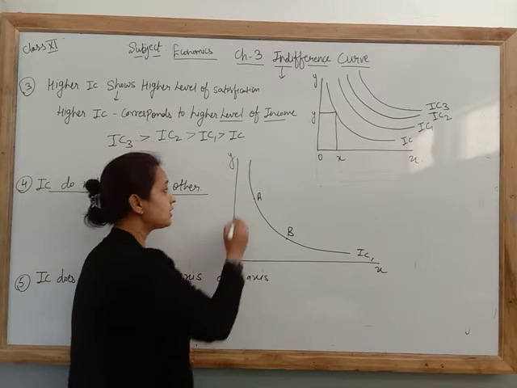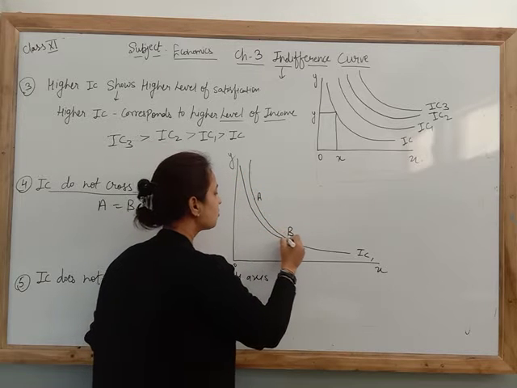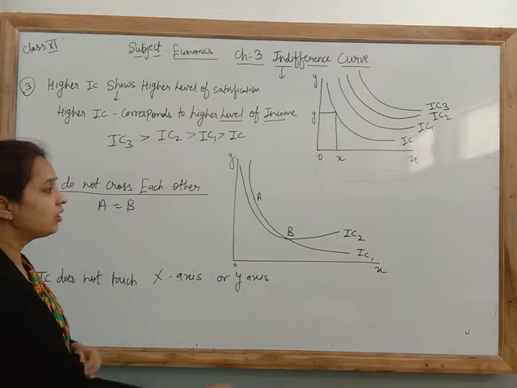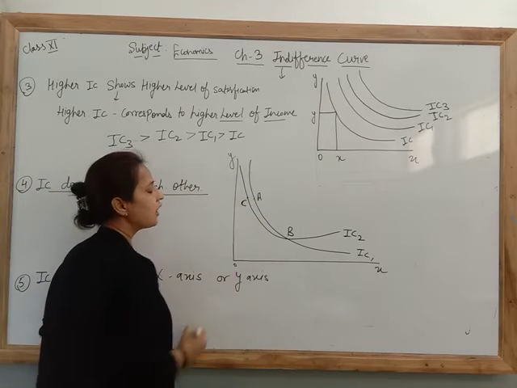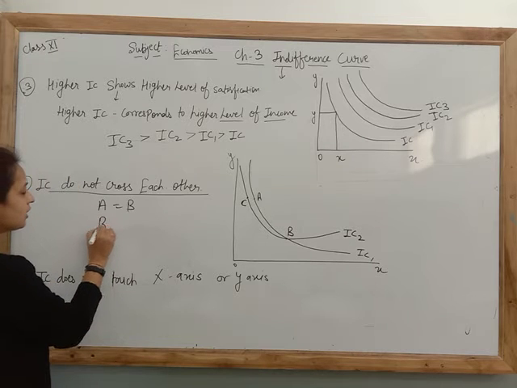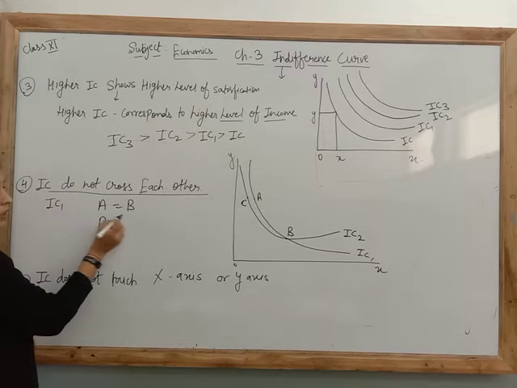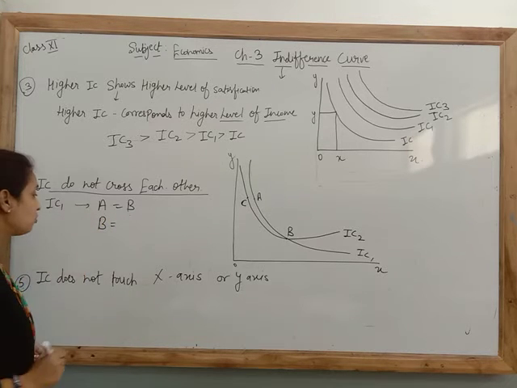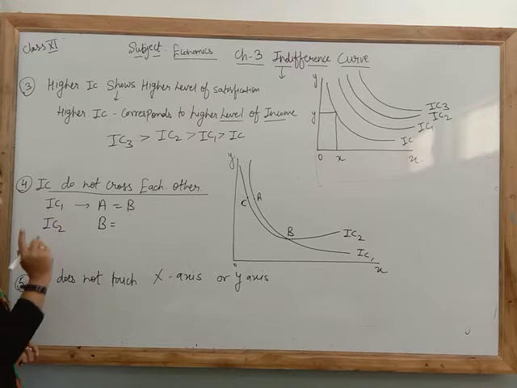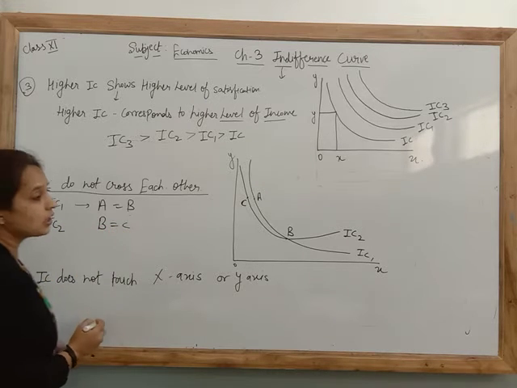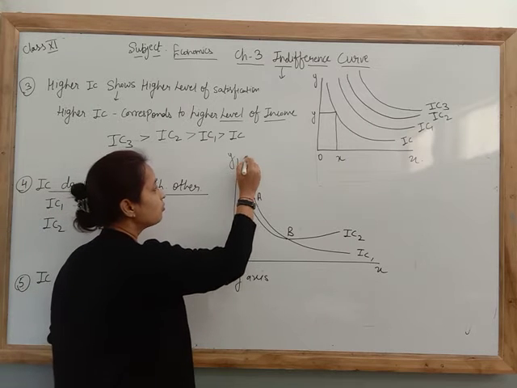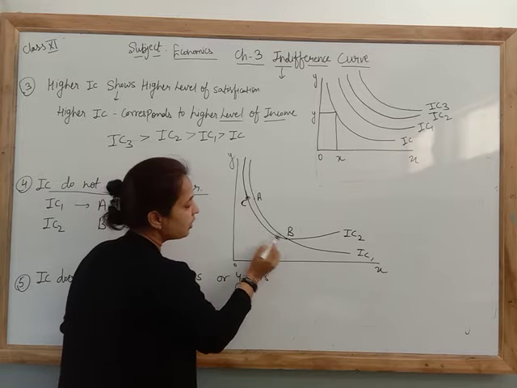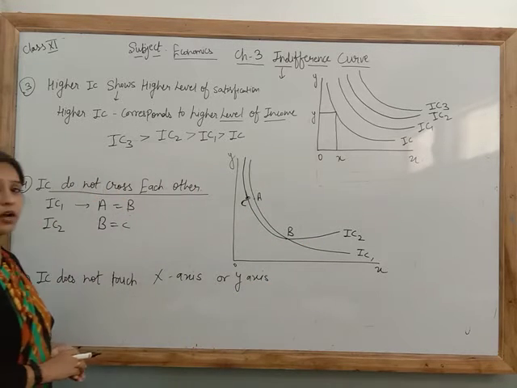Now the second IC, that crosses IC1, is IC2, and I have given 2 points, that is B and C. On IC1, the 2 points, A equal to B, offer an equal level of satisfaction to the consumer. On IC2, I have also taken the 2 points B and C, which offer him an equal level of satisfaction. You can see very easily that at point C on IC2 and point B he is going to get an equal level of satisfaction.